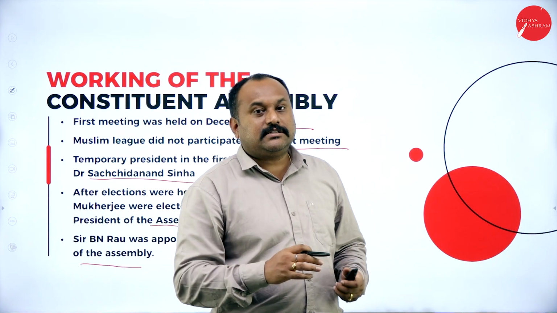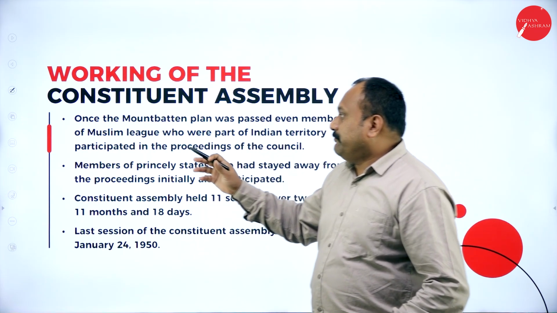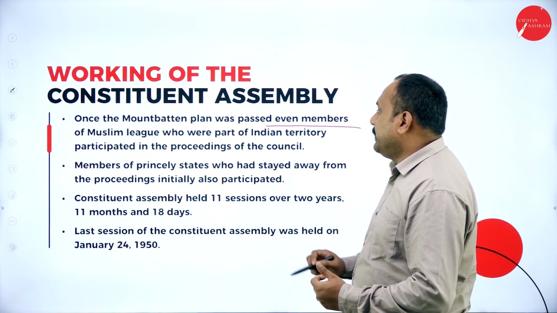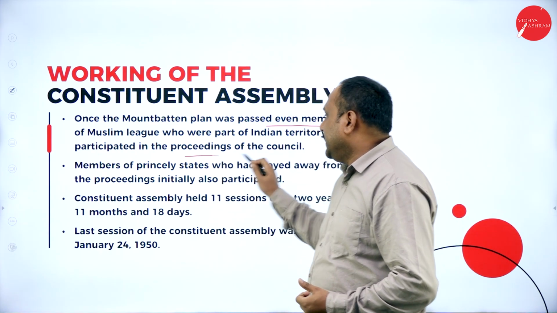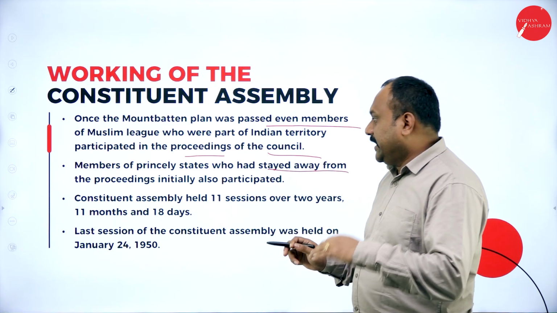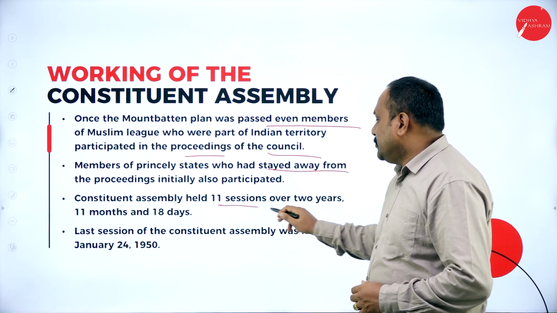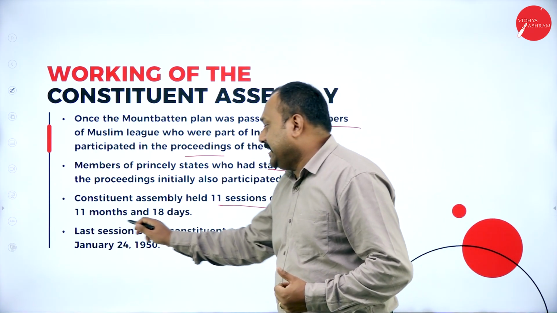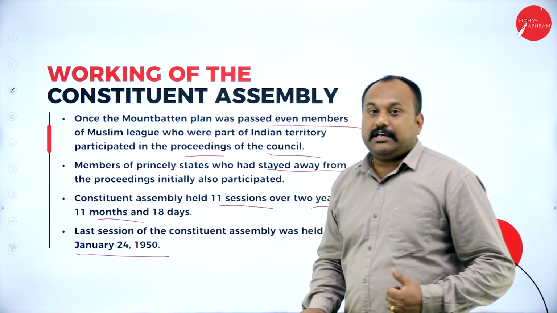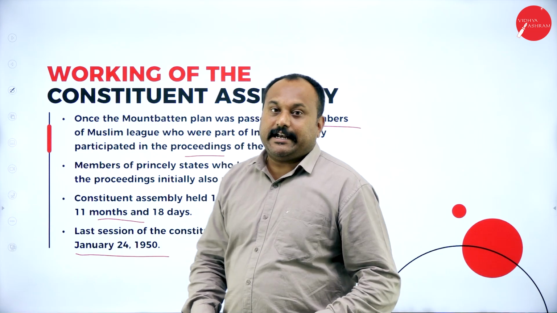So here, please do understand, when we go through all these, you will get to know the history of it. Now, the same way, once the Mountbatten plan was passed, even members of the Muslim League who were part of Indian territory participated in the proceedings of the council. Members of princely states who had stayed away from the proceedings initially also participated. The Constituent Assembly held 11 sessions over 2 years, 11 months and 18 days. The last session of the Constituent Assembly was held on January 24, 1950, because after 2 days we got our Republic Day, that is 26th of January 1950.